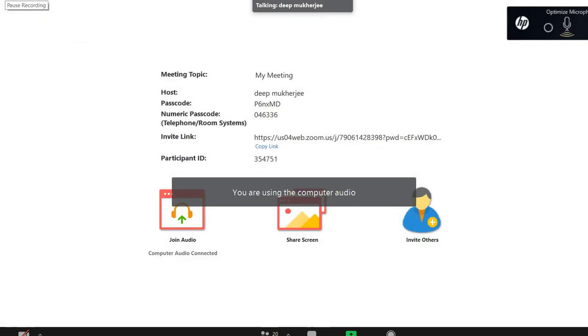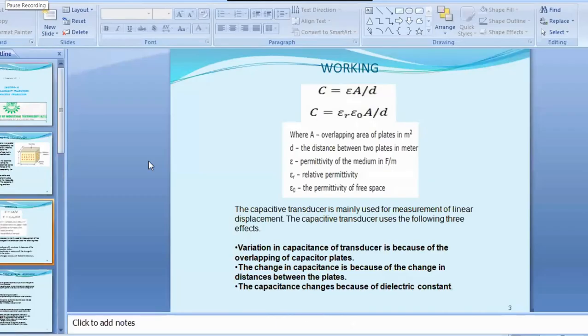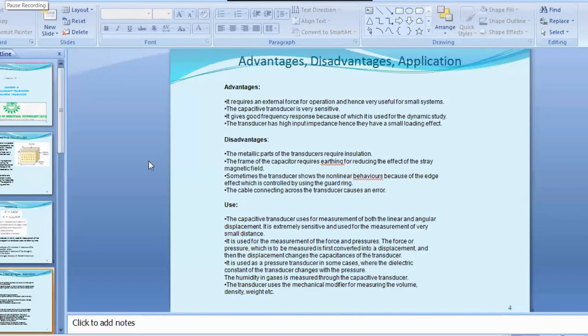You have to calculate that equation by yourself, E equals E1 minus E2 or E2 minus E1. After the calculation you can find the relationship between the change in net output voltage and the change in displacement, and analyze whether it is linear or non-linear. Understood the basic working of capacitor transducers? Understood?